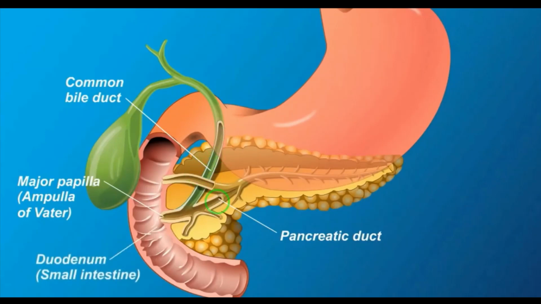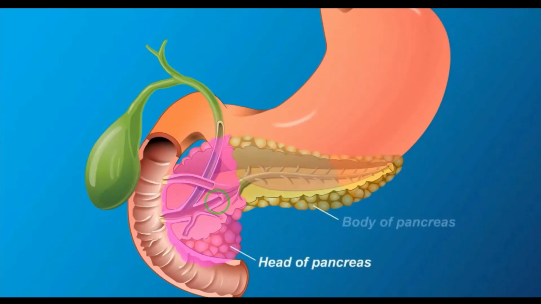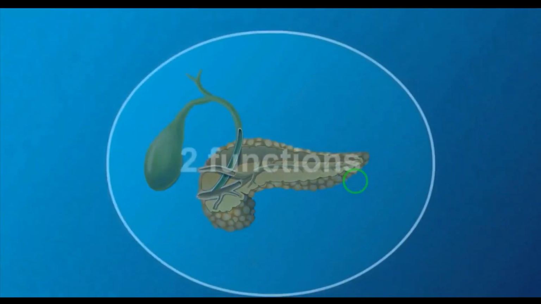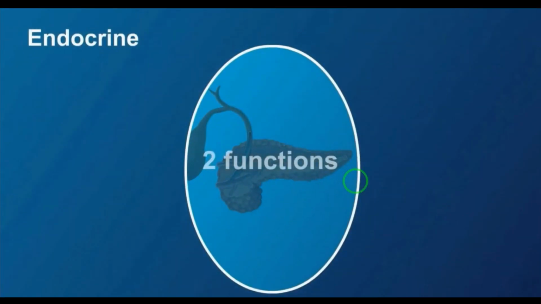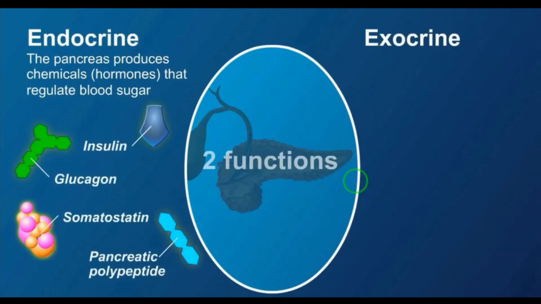Then it has 3 regions: head of pancreas, body of pancreas and tail of pancreas. The first one is the head, the middle region is the body, and the last one is the tail. Then it has 2 functions: endocrine function and exocrine function.